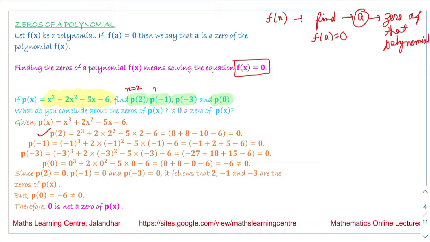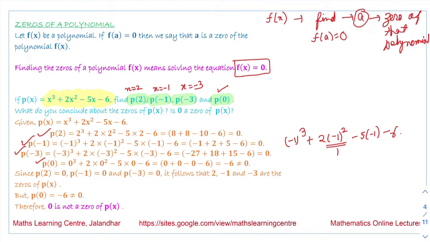P of minus 1 means we substitute x is equal to minus 1 in this expression. P of minus 3 means we substitute x is equal to minus 3 in this expression. And P of 0 means we are substituting x is equal to 0 in this expression. And when you put these values, suppose I am talking about the case x is equal to minus 1, what you will get is minus 1 cube, 2 into minus 1 square, minus 5 into minus 1 minus 6.